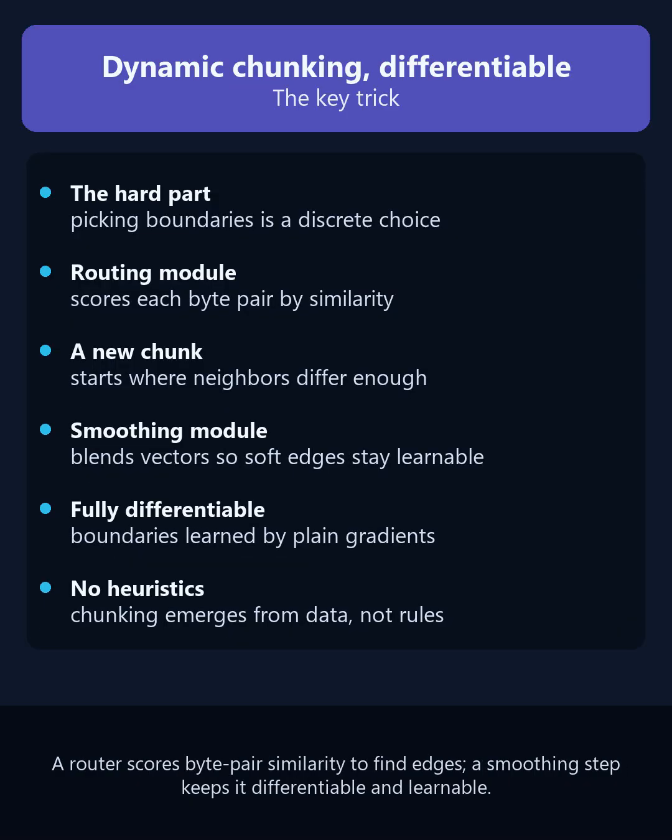How can a model learn where to cut, when cutting is a hard yes or no choice? That is what dynamic chunking solves. A routing module compares each pair of neighboring byte vectors with a similarity score and marks a boundary wherever they differ enough, so a new chunk starts at a real change in the content. A smoothing module then blends representations across uncertain boundaries, keeping everything differentiable. The result: chunk boundaries are learned by ordinary gradient descent, with no handwritten rules.